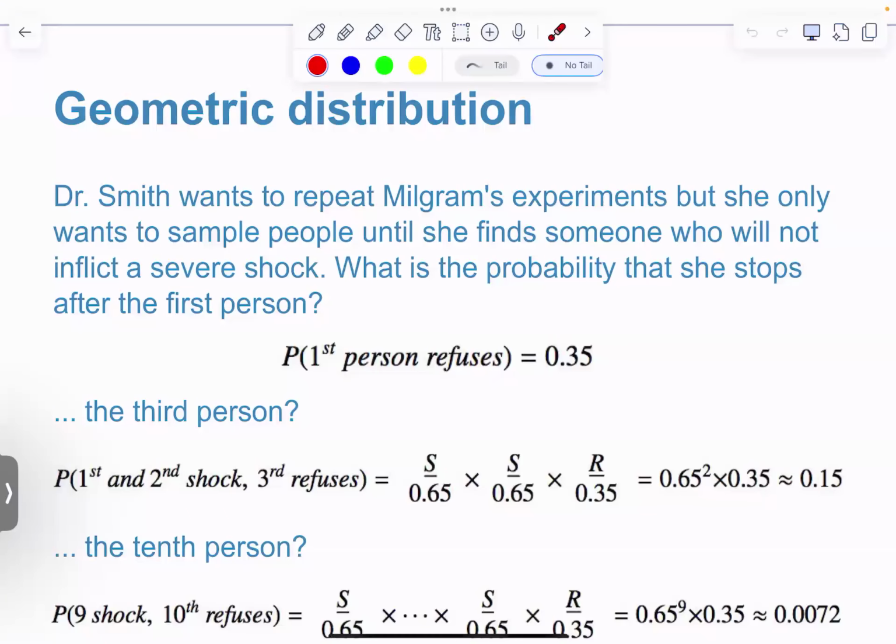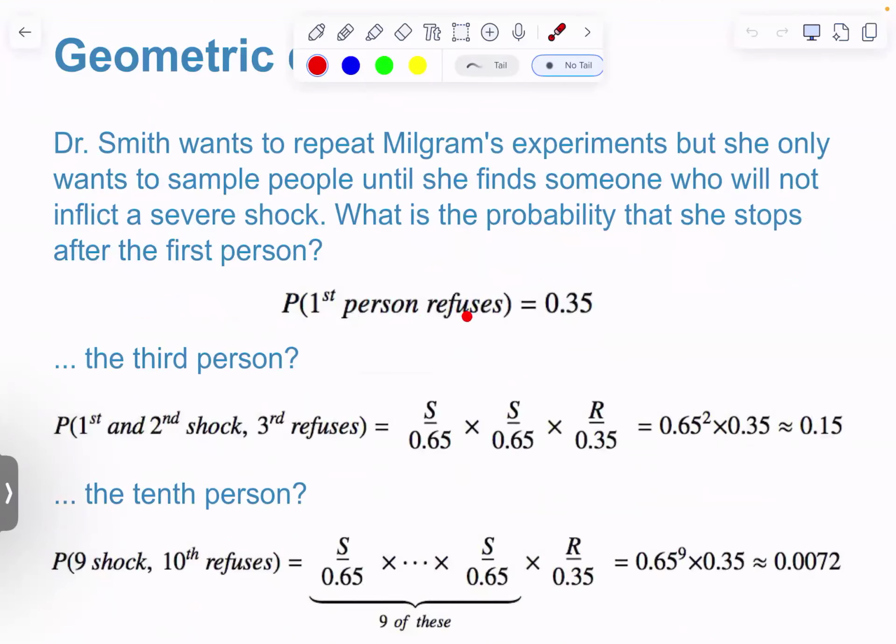Okay, so the geometric distribution is a special case that I'm not terribly interested in, but we use it to build up to the binomial. So Dr. Smith wants to repeat Milgram's experiments, but she only wants to sample people until she finds someone who will not inflict a severe shock, right? And so until she hits a success. What's the probability that she stops at the first person?